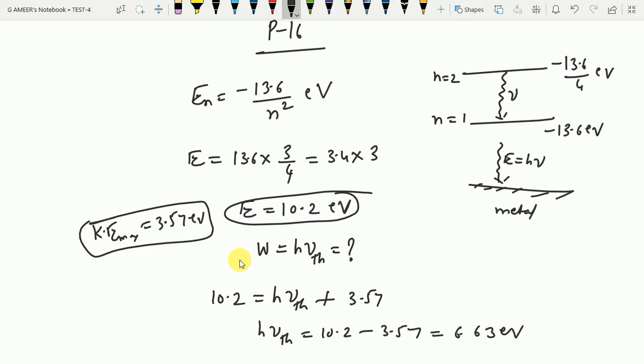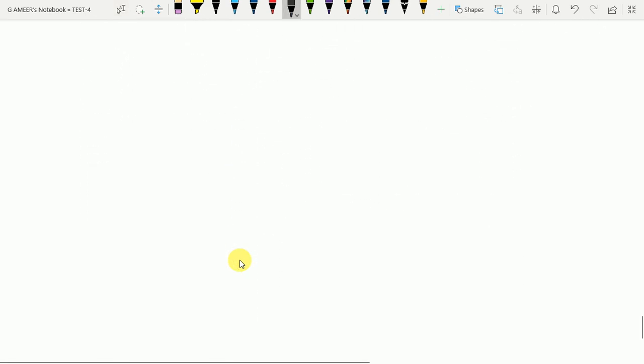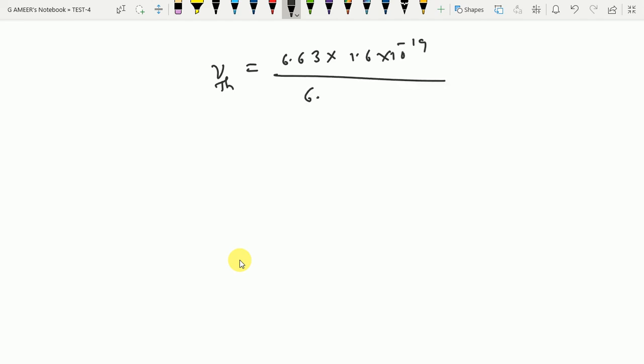But they are asking for the frequency. So from here, the threshold frequency is 6.63 electron volts, that means 1.6 into 10 power minus 19 joules, divided by Planck's constant, that is 6.6 into 10 power minus 34. The answer will come as threshold frequency 1.6 into 10 power 15 Hertz. So the best option here is option C.